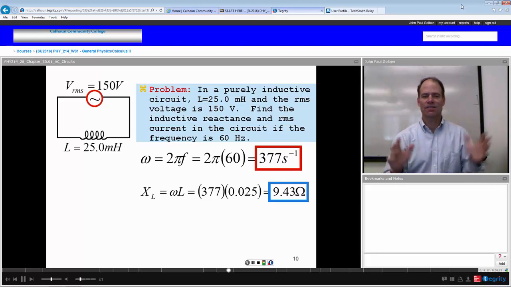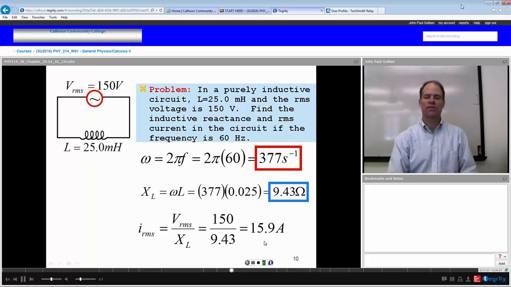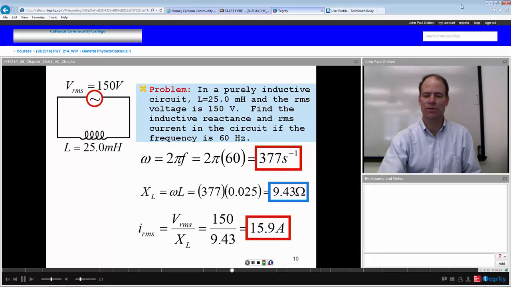That is our opposition to the flow of current in this particular purely inductive circuit. So our RMS current is equal to our RMS voltage divided by the inductive reactance. 150 volts divided by 9.43 ohms gives us a root mean square current of 15.9 amps RMS.